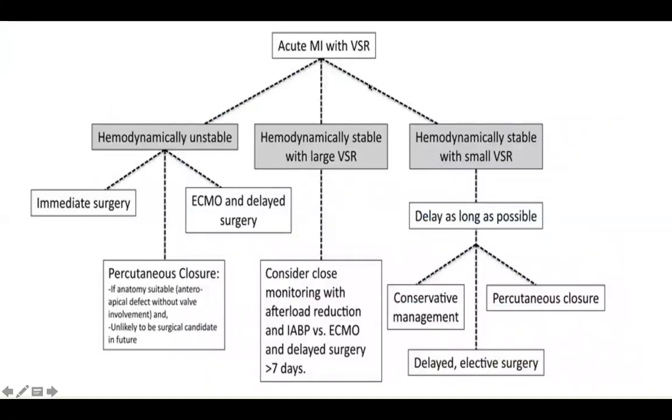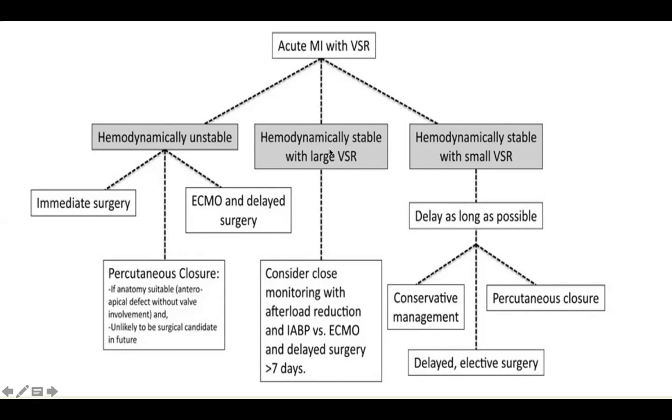I think we know now if you have an acute MI with VSR, we have options. For hemodynamically unstable patients, you better take them to immediate surgery if they are surgical. Some people may think of putting them on ECMO and delaying the surgery till they are stable, but there are only case series, so we are not sure. Some people may not be surgical candidates and they may go for percutaneous closure if the anatomy is suitable and they are unlikely surgical candidates in the future.